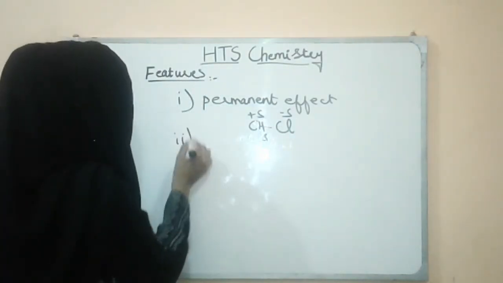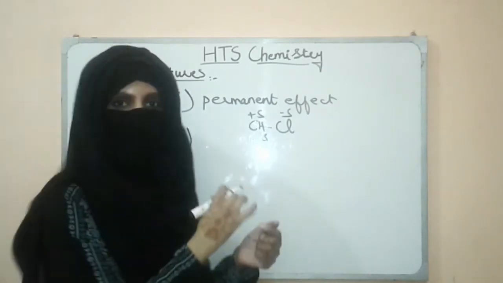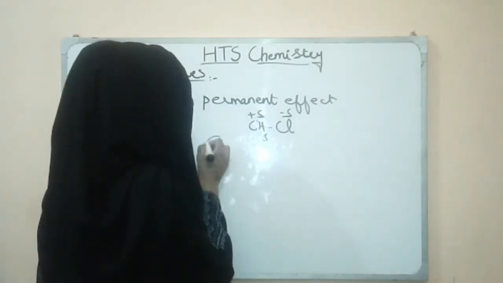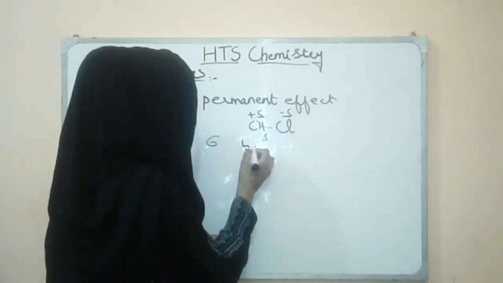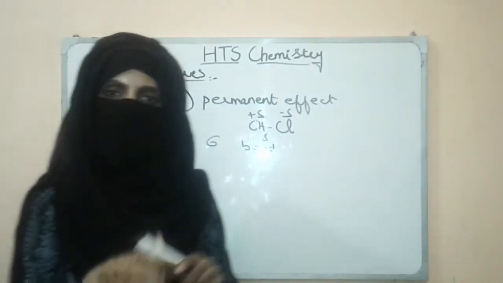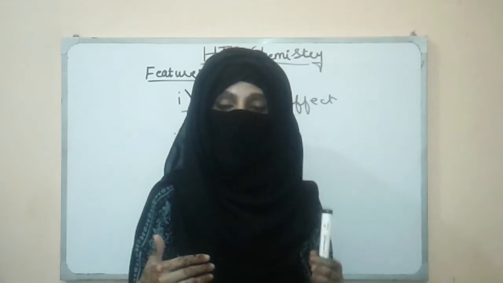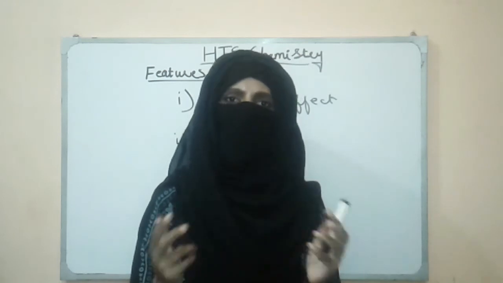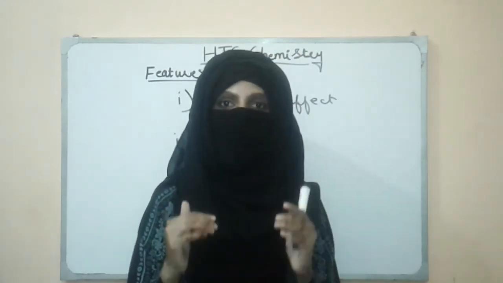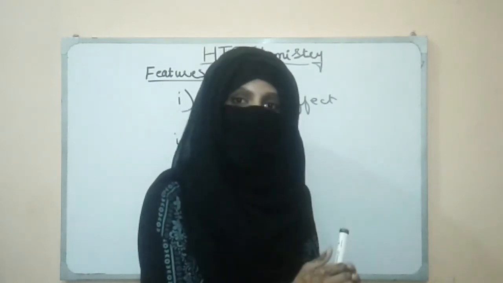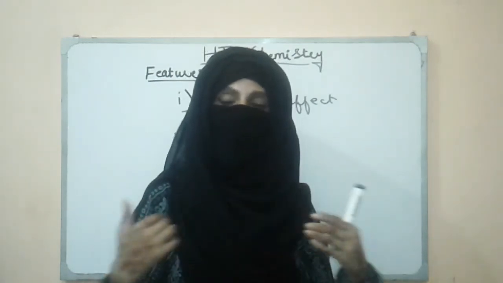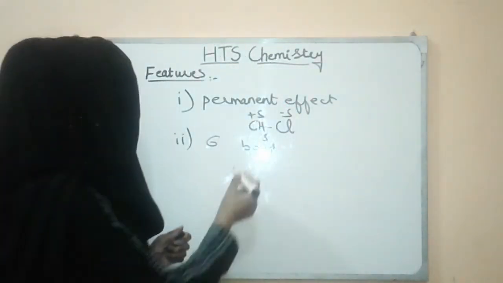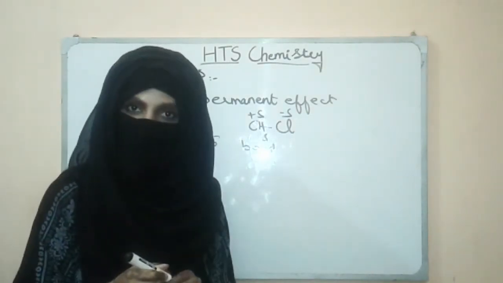The second important feature is that this effect is transmitted only through a sigma bond, not through a pi bond. And what is a sigma bond? Students, as you know, a sigma bond is formed due to the face-to-face overlapping of orbitals of an atom. And as you know, the sigma bond is very stable as compared to a pi bond, because in a sigma bond the electron density is in between the two atoms. So it is transmitted only through a sigma bond.